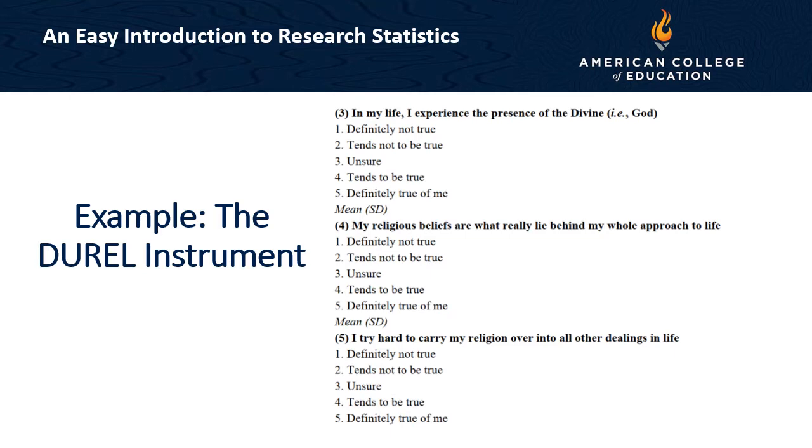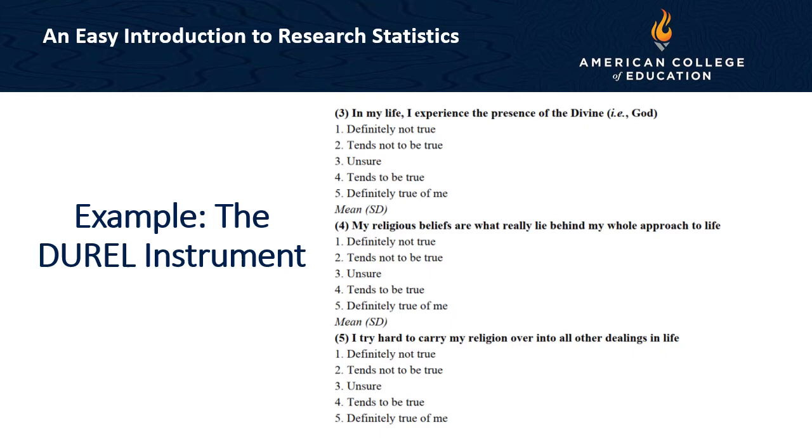So let's look, for example, at these questions. In my life, I experience the presence of the divine, that is God. And there are 5 ratings: definitely not true, tends not to be true, unsure, tends to be true, or definitely true of me. And you can see the rest of the questions here on this slide.